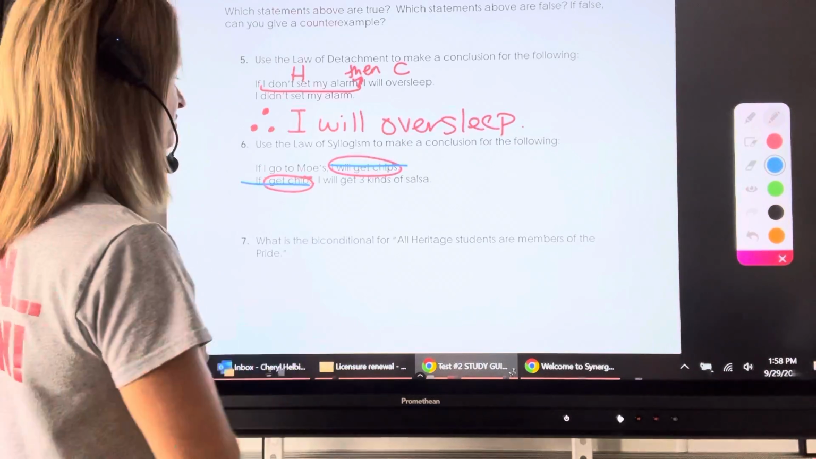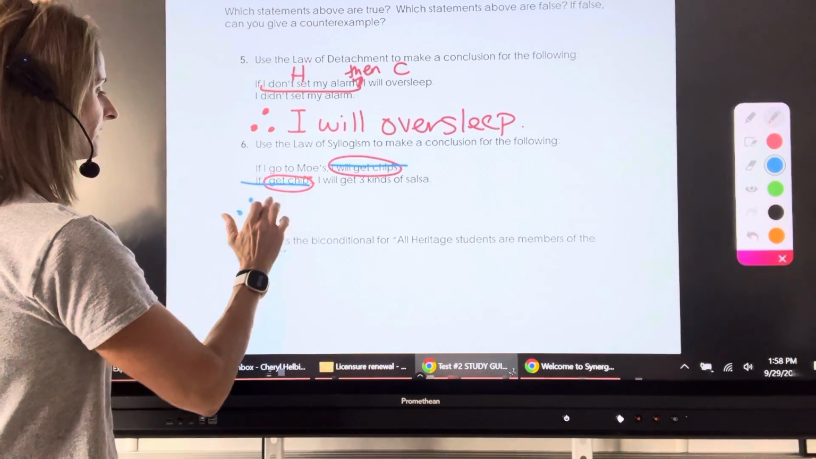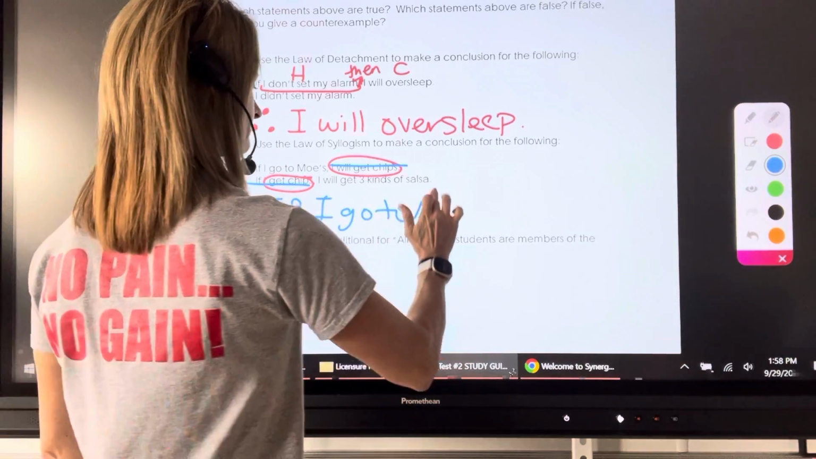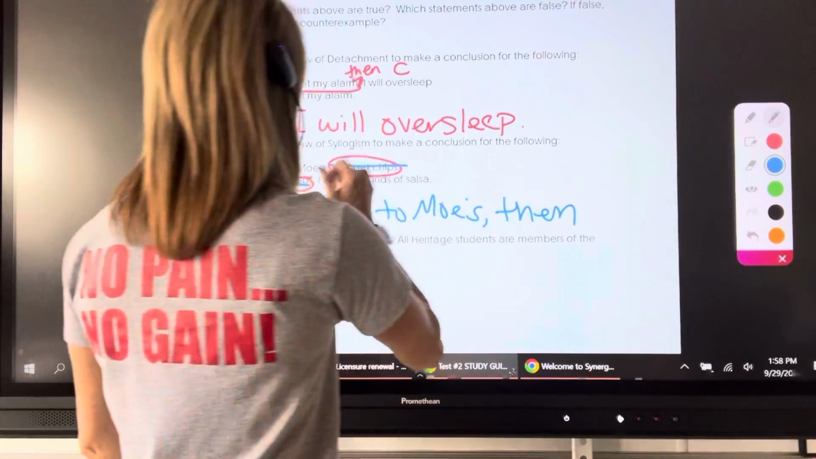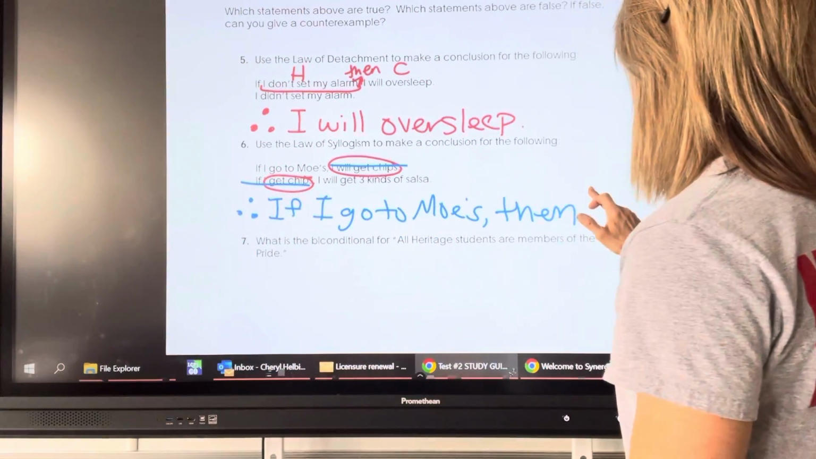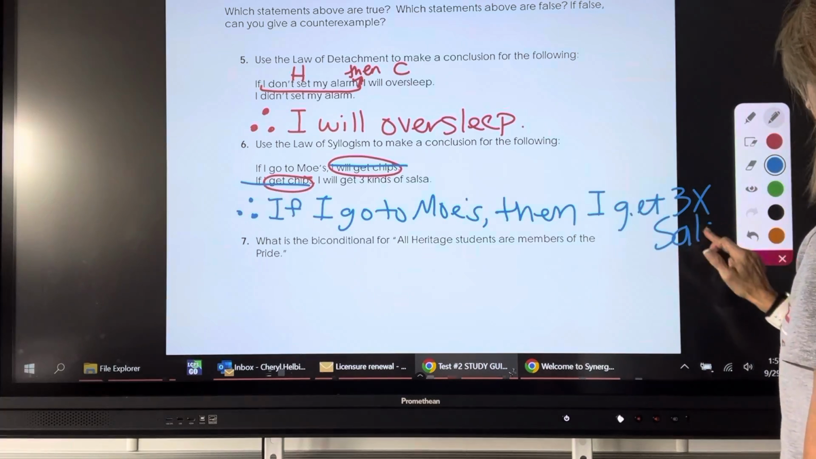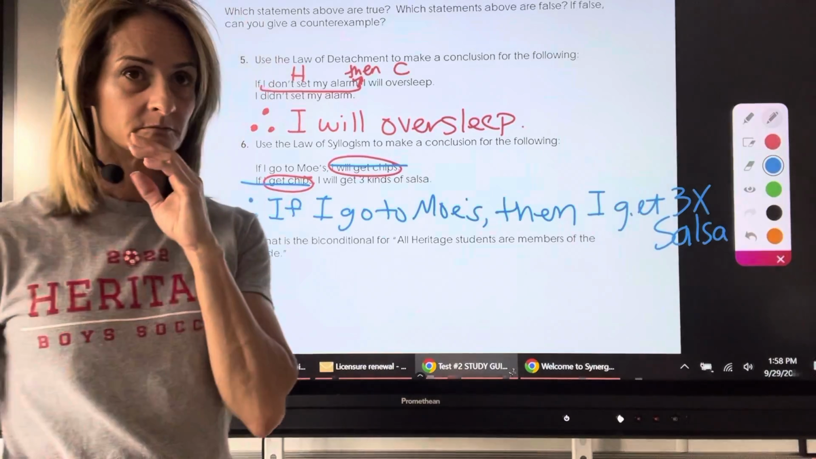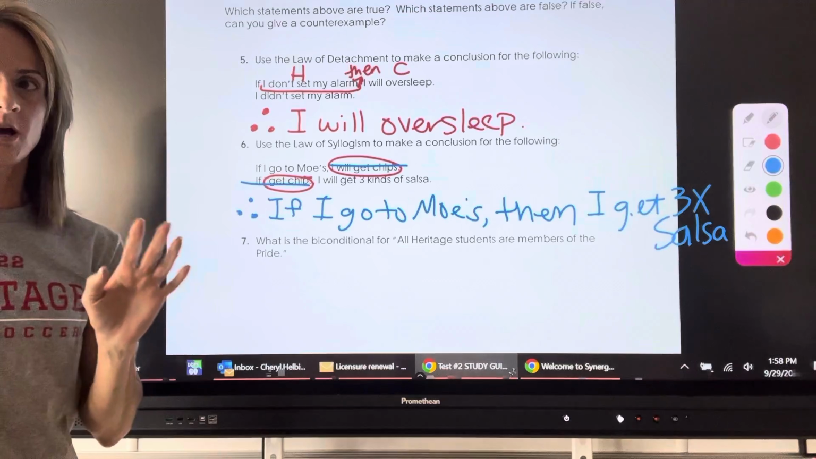If I go to Moe's, then I will get chips. If I get chips, then I get 3 kinds of salsa. Therefore, if I go to Moe's, I do love Moe's, then I will get 3 kinds of salsa. Nothing about the chips. Then I will get 3 kinds of salsa. I'm paraphrasing here. And that's it. Any questions on the law of syllogism? It's a big word, but it's really just common sense.